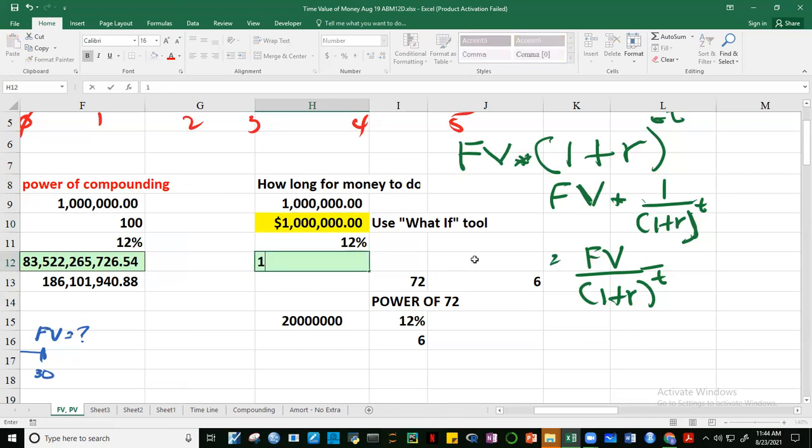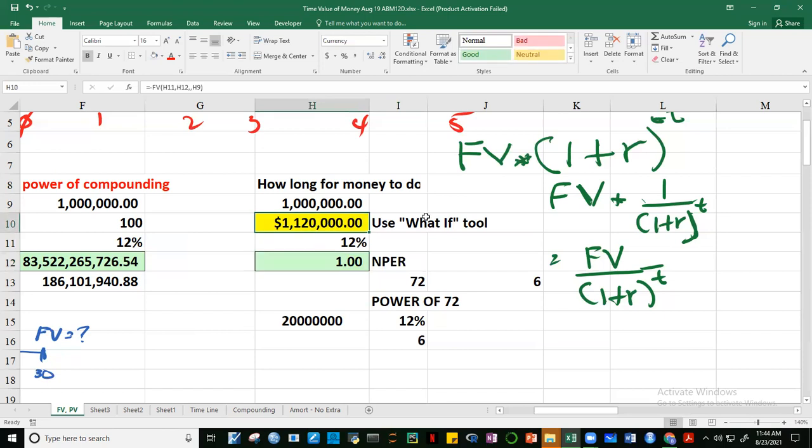Kung naglagay tayo ng 1, okay, so that means that in 1 year's time, yung 1 million natin magiging 1,120,000 if the rate is 12%. But that's not what we want. Ang gusto natin, ilan ba to? Ito yung sinusolve natin, yung NPER na to. How many years will it take para yung 1 million natin maging 2 million?